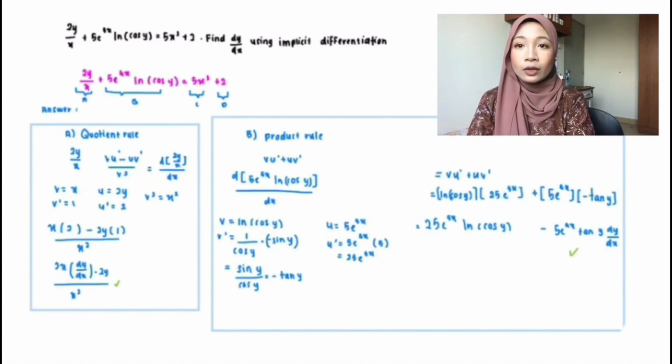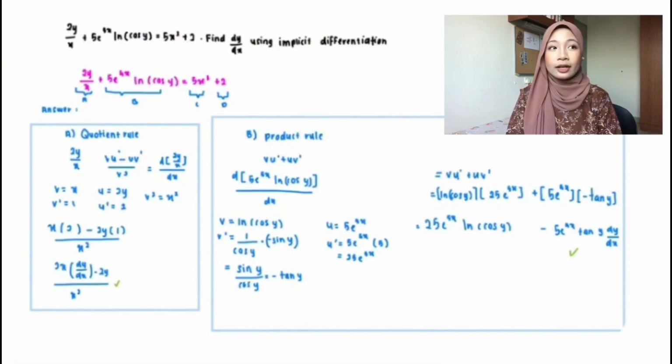Quotient rule is vu prime minus uv prime over v squared. So we must make 2x as u and y as v. Then we differentiate u and v, and we will get u prime is 2 and v prime is 1. After that, we square the v, and we will get v squared is x squared. Then we put it into the formula, that is vu prime minus uv prime over v squared. And for a, we will get 2x multiplied by dy over dx minus 2y over x squared.